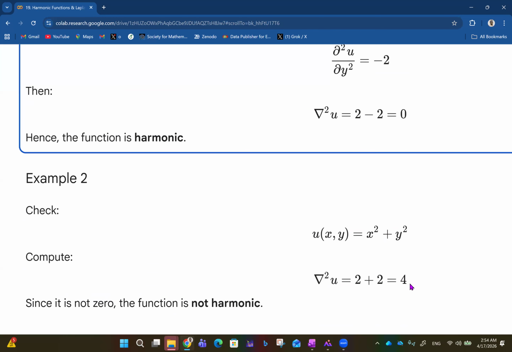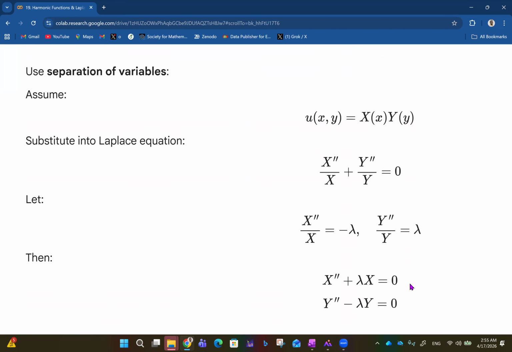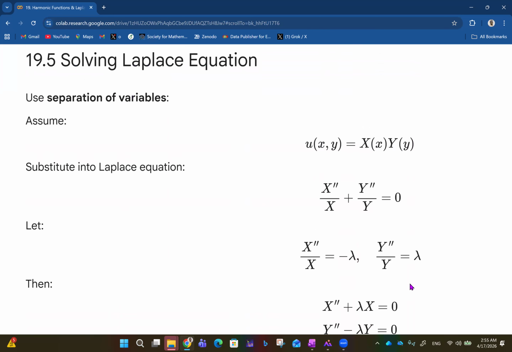And that is why in the previous video, we had a question to find the harmonic conjugate. So the harmonic conjugate is the function whose second derivative, when added to the first one, you get zero. Something like that kind of thinking. So for solving Laplace equation, right? How do you solve Laplace equation? You can use separation of variables.